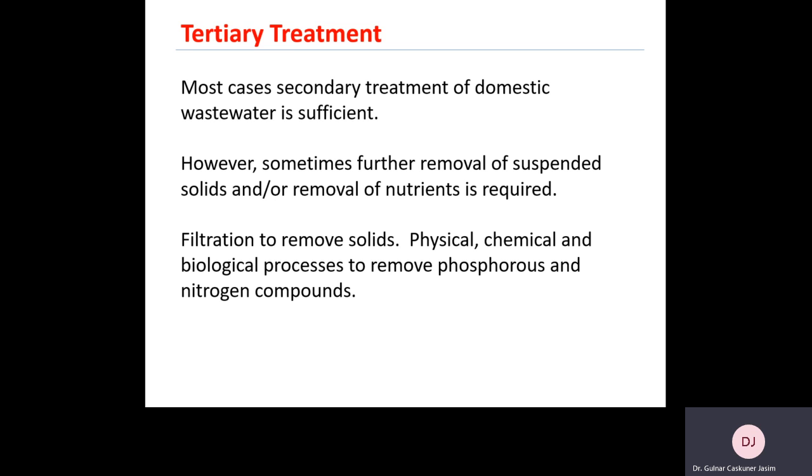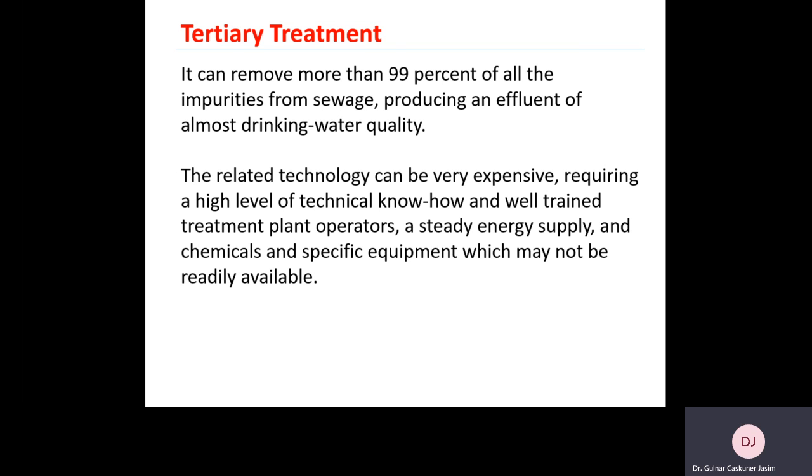In most cases, secondary treatment of domestic wastewater is sufficient. However, sometimes further removal of suspended solids and removal of nutrients might be necessary. Filtration can be used to remove solids. Physical, chemical and biological processes can be used to remove phosphorus and remaining nitrogen compounds in the tertiary treatment stage. Tertiary treatment can remove more than 99% of all the impurities from sewage or domestic wastewater, which can produce an effluent of almost drinking water quality. So with high technology, it is possible to remove almost 99% of the impurities.